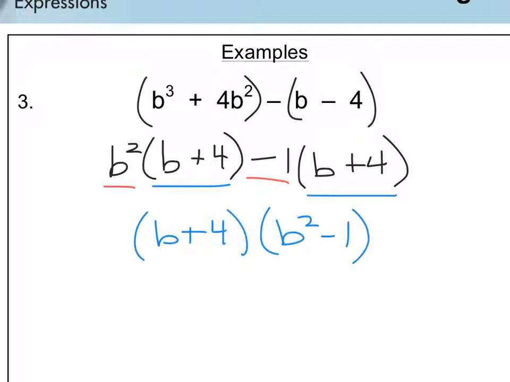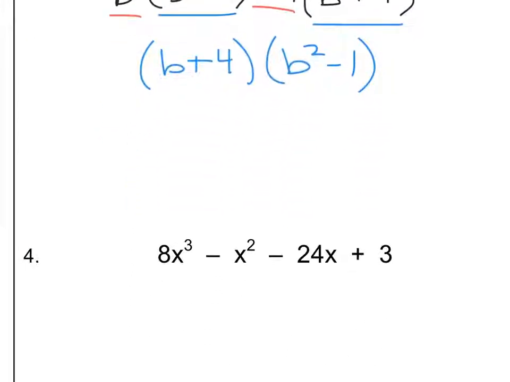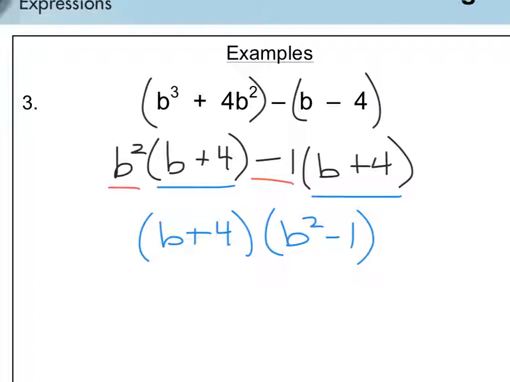Okay, so just as a reminder on this example of how to do grouping, and again, that's a good example because there's lots of 1s in that one. You should be able to now complete the rest of these examples with factoring by grouping.